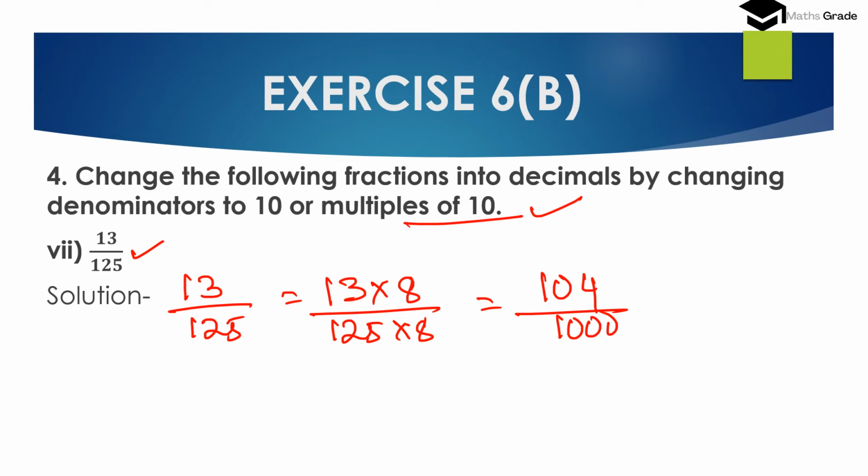104 divided by 1000, and in the denominator 1000 has 3 zeros. So we have to place 3 digits after the decimal point. 104 has 3 digits, so we have to place the decimal point here. So it will be 0.104. Now 13 divided by 125 is 0.104, and 0.104 is the decimal form of the fraction 13 divided by 125.